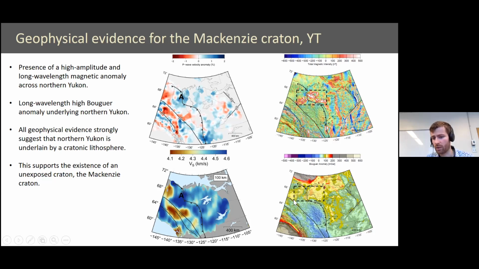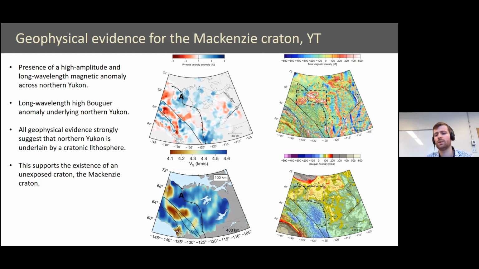Here with the Bouguer anomaly, we have a similar signal, a high amplitude, long wavelength Bouguer anomaly that could show, for example, that we had some denser crust here in the region, so more mafic crust in that case.